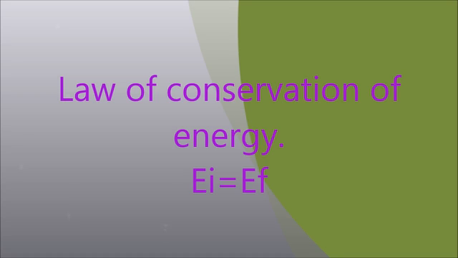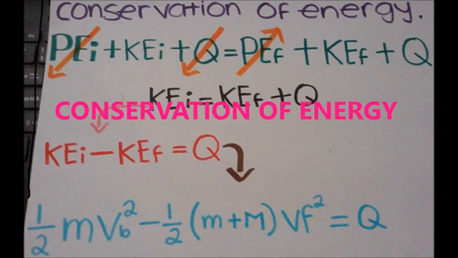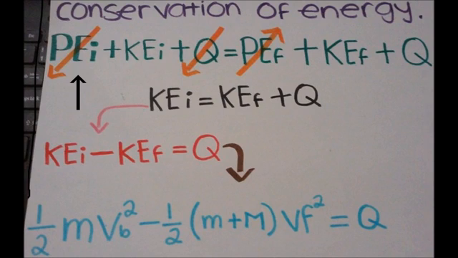The law of conservation of energy states that energy cannot be created nor destroyed, it just transforms, which can be defined by the formula energy initial is equal to energy final. For this problem, I'm going to use conservation of energy. My equation will be initial potential energy plus initial kinetic energy plus initial thermal energy equal to final potential energy plus final kinetic energy plus final thermal energy.